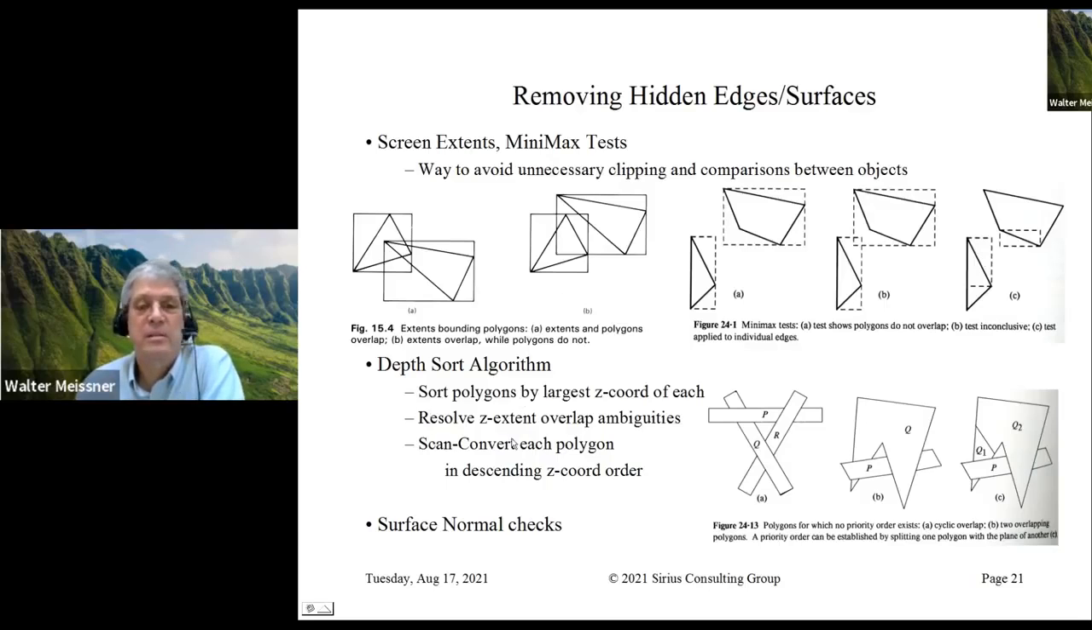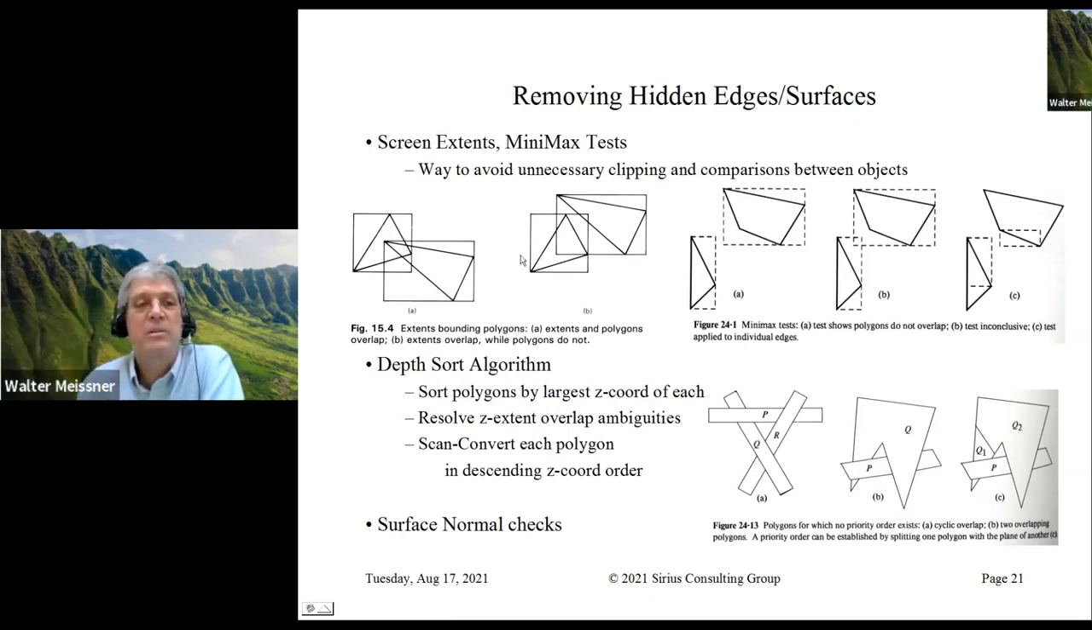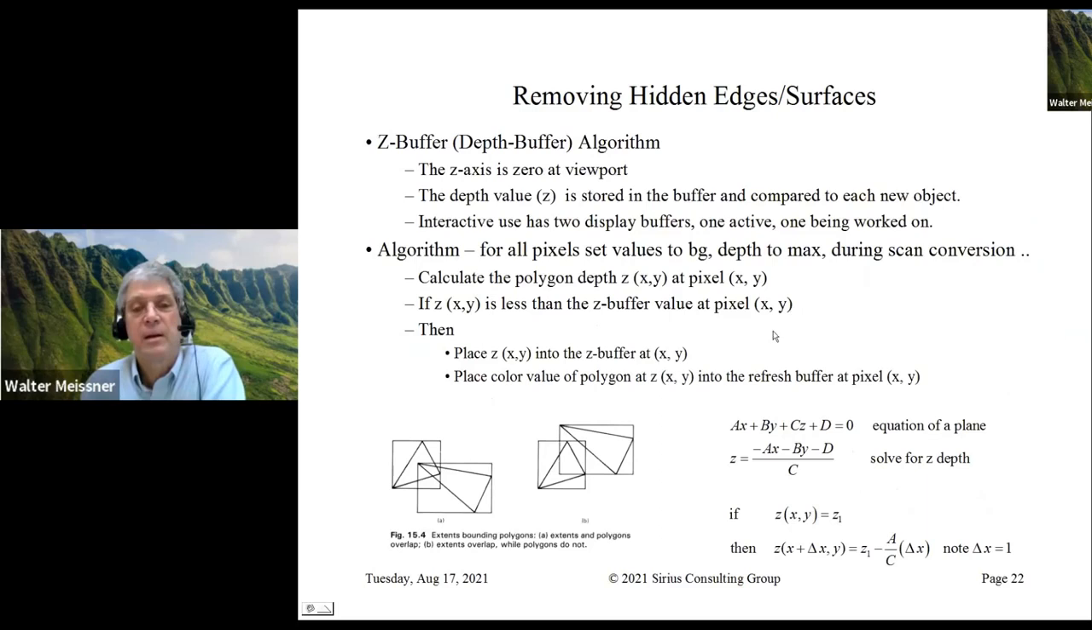And there's other methods to resolve using a depth sort algorithm. And these sort polygons by the largest z coordinate and resolve the ambiguities and scan convert each polygon in descending z order. The other way I want to mention is it's possible to do surface normal checks. So if you have 3 points that has 2 lines, and if a cross product is done, that will yield a surface normal. If the surface normal is pointing away from the viewer and it's on the backside of an object that's completely enclosed, obviously that surface is not going to be seen, so that surface can be discarded. And that also helps simplify the computation.